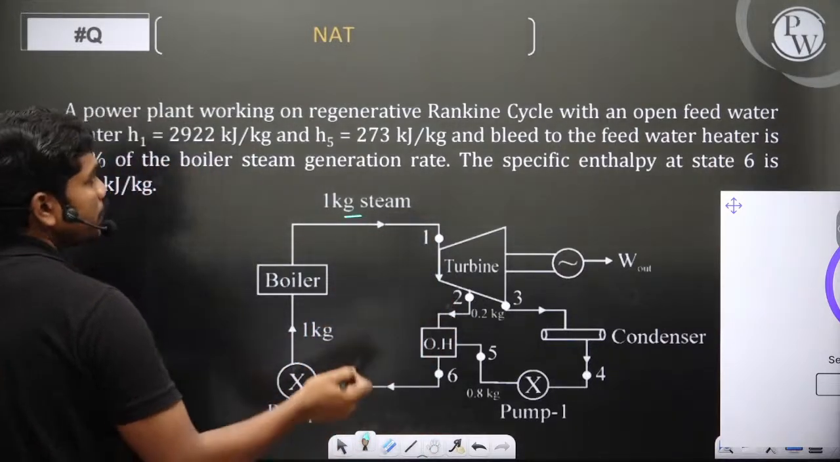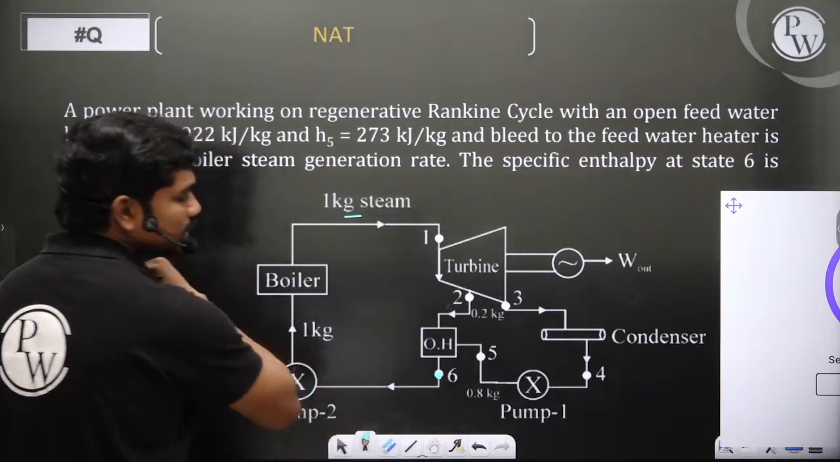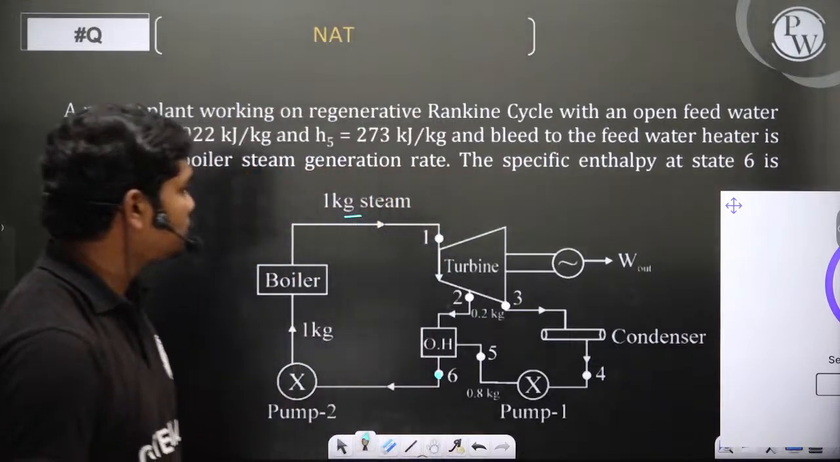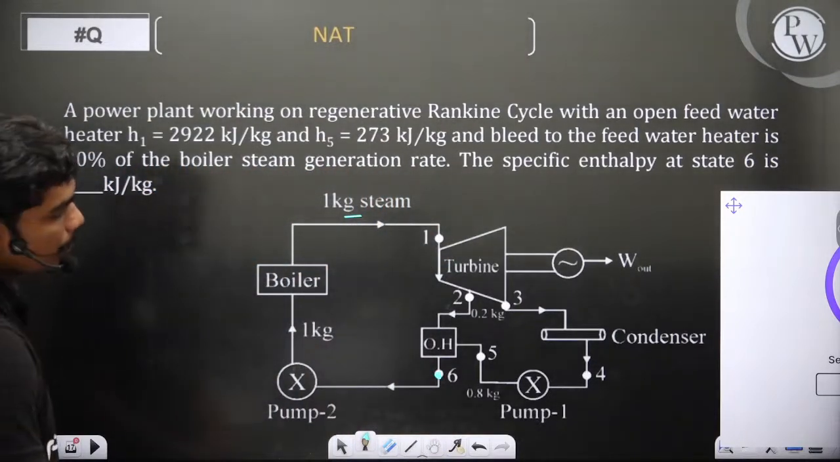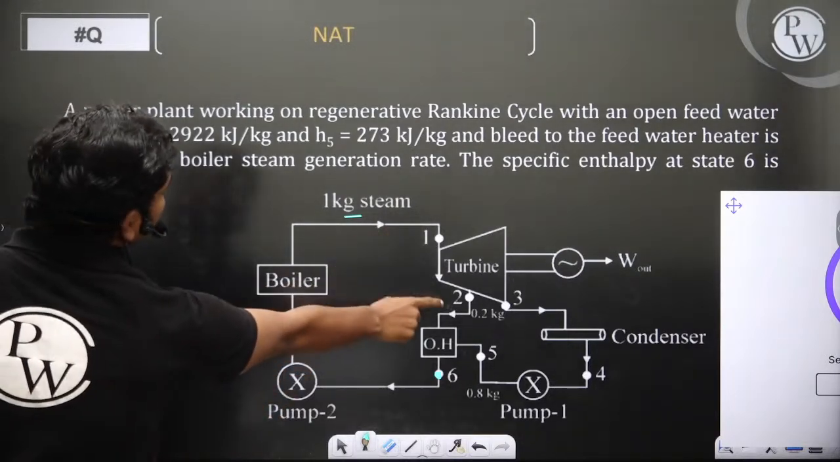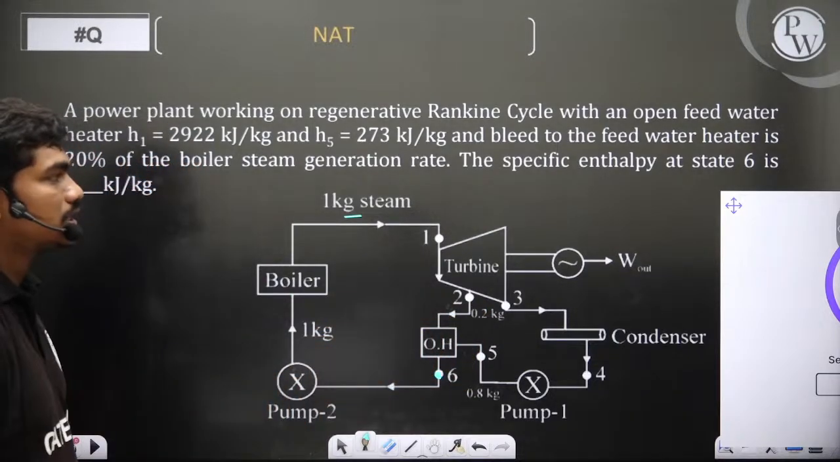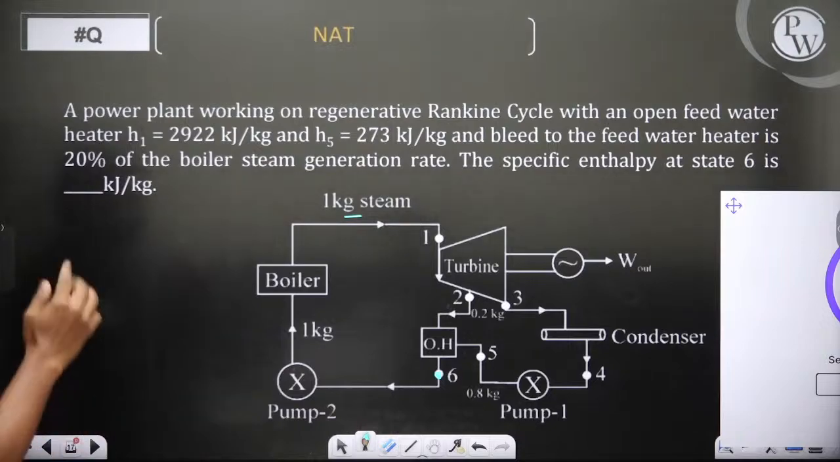The specific enthalpy at state 6 is dash. So what is the specific enthalpy at this point? That's what you have. Come on, do this question. Actually, it's a nice question. H1 is given. You don't know what is H2. H5 is given, and you want to calculate what is H6. Do this. Come on, solve this question.